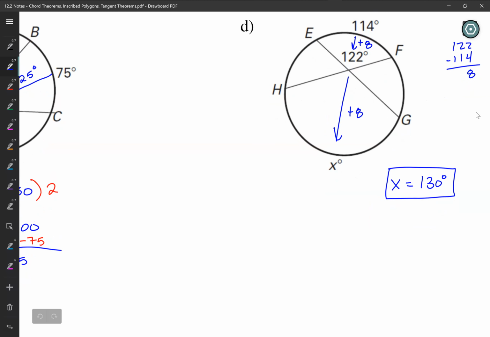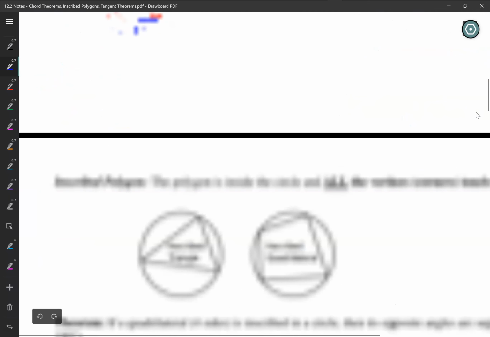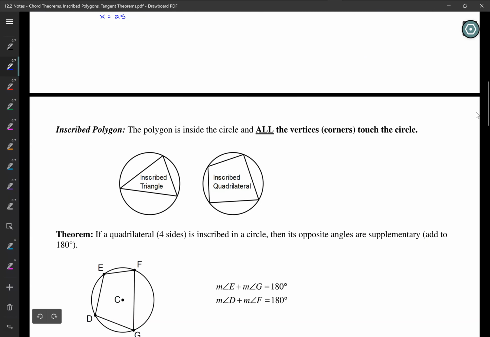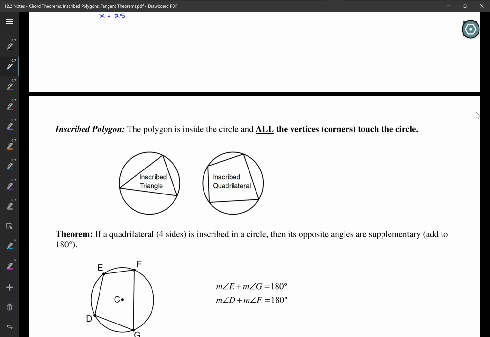The next theorem involves inscribed polygons. So an inscribed polygon is a polygon like a triangle or a quadrilateral or a pentagon or hexagon. So it's a polygon that's inside the circle and all of the corners, the vertices, touch the circle. So an inscribed triangle looks like this. It's a triangle inside a circle and all the corners of the triangle are on the circle.